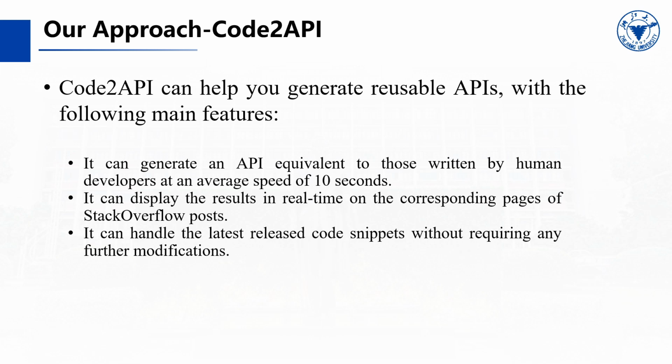Code2API can help you generate reusable APIs and has three main features. 1. It can generate an API equivalent to those written by human developers at an average speed of 10 seconds. 2. It can display the results in real time on the corresponding pages of Stack Overflow posts. 3. It can handle the latest release code snippets without requiring any further modifications.